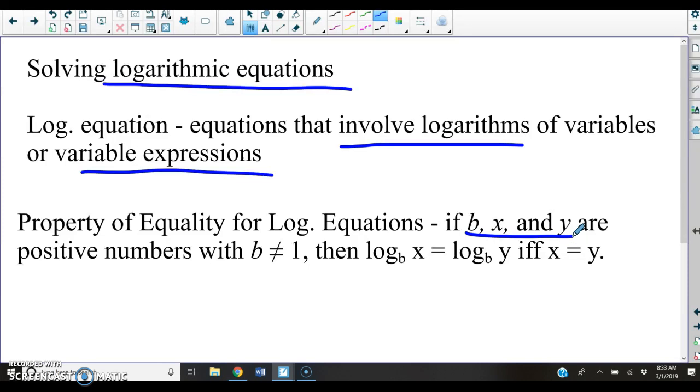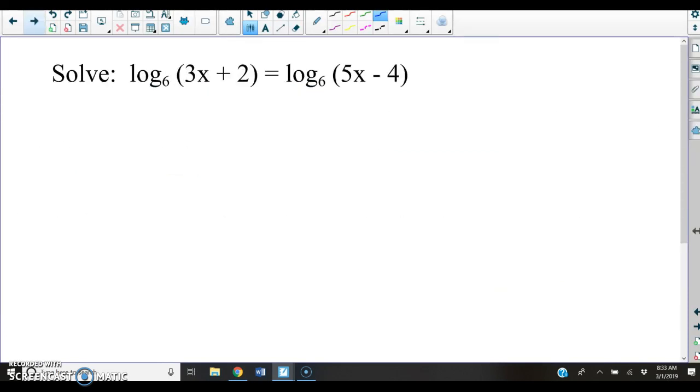If those are positive numbers, and remember your base can't be 1, it doesn't make sense to have 1 raised to a power. Okay, then the logarithms are equal, they have equal bases, only if those numbers they're taking the logarithms of are equal. And I think all of you would say, well, yeah, that makes sense. So let's dig right in.